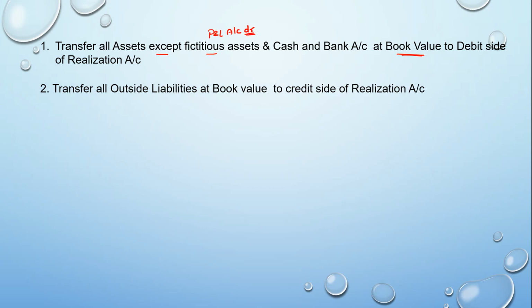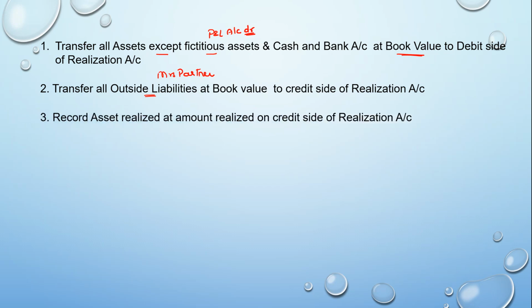Once the step is done, you go to the next step of transferring all outside liabilities at book value to credit side of realization account. So outside liabilities here we refer to the liabilities of the business which it has to pay to the third parties. Here note that when it is Mrs. Partner's loan, so suppose the partner is A, Mrs. A's loan is also an outside liability. That has to be kept in mind. That you transfer book value to the credit side of realization account.